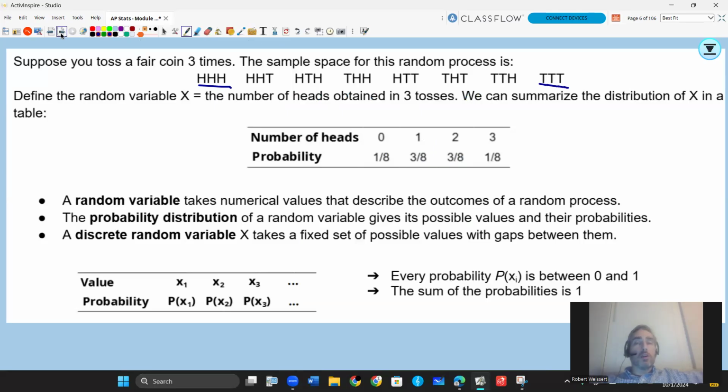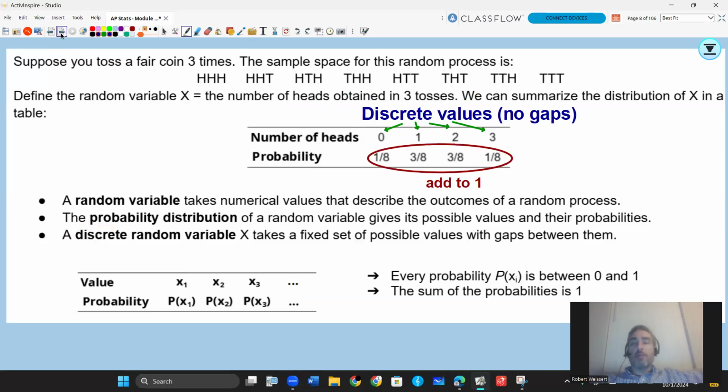Now, the numbers 0, 1, 2, and 3 are discrete values. There are no gaps, so we call this a discrete random variable. And like any probability distribution, your probabilities should add to 1.